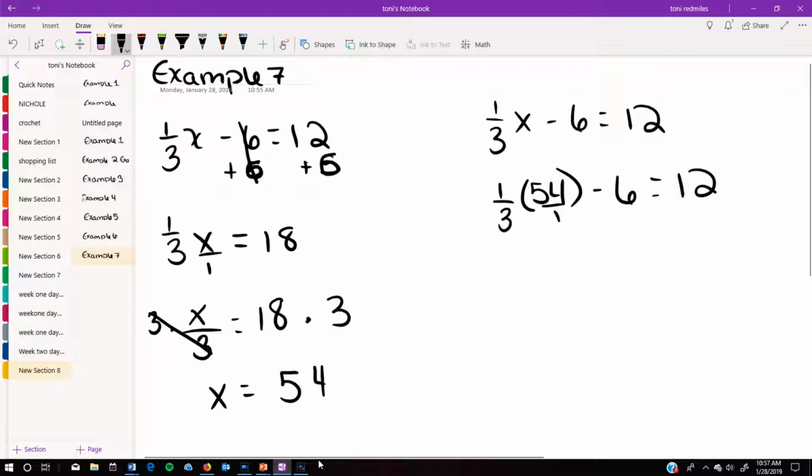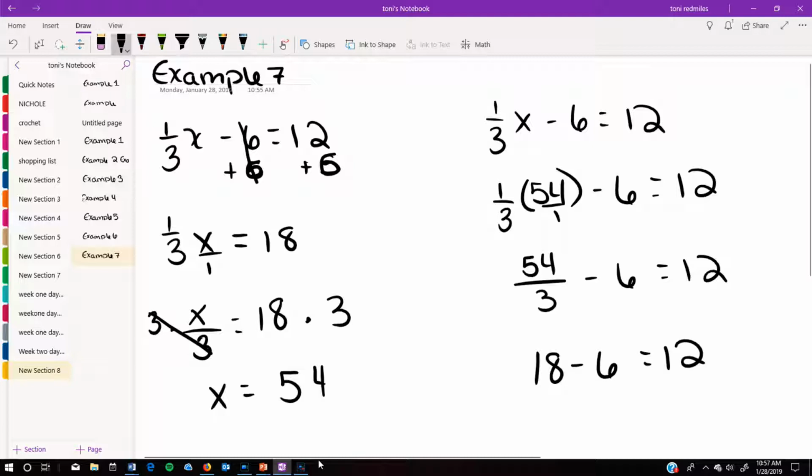All right, I'm going to put my 1 underneath my 54. So if I multiply those fractions, I have 54 over 3. Let's go ahead and reduce this. If I reduce it, I am going to get 18. 18 minus 6 is 12, which it's true, it equals 12. 12 equals 12. Very good.